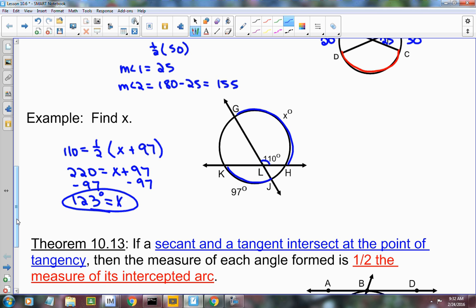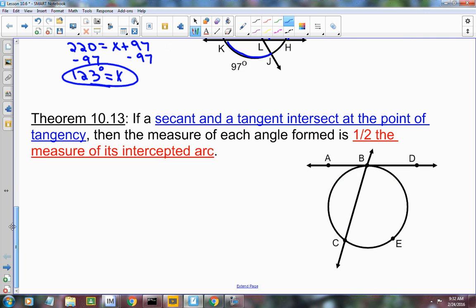Everybody see how I set that up? Okay, two secants that intersect in the interior. The angle is half the sum of its arc and the arc of its vertical angle. Now, my second scenario is when I have a secant and a tangent that intersect at the point of tangency, which is on the circle. So I have the secant and the tangent that intersect on the circle. Okay? And the rule for that is that the angle is half the arc.